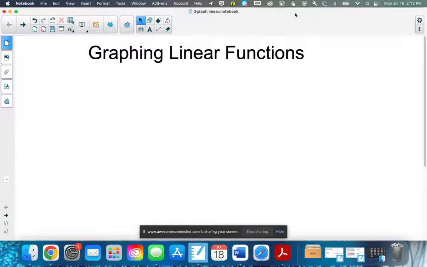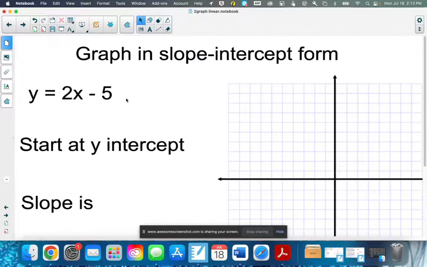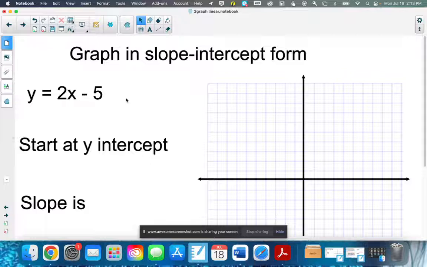All right, so today we are going to be graphing linear functions. There are 3 different forms that these will take, and I have 2 examples for each. Okay, so the first one, that you are probably the most familiar with, is called slope-intercept form.